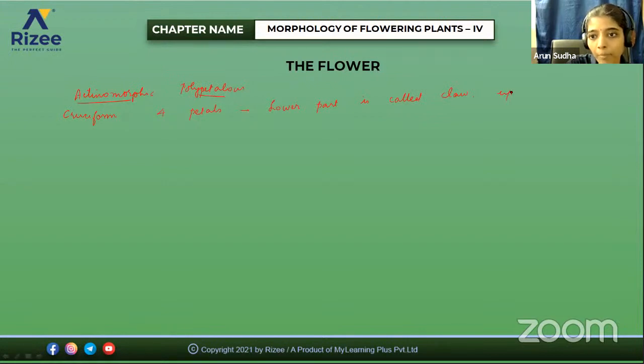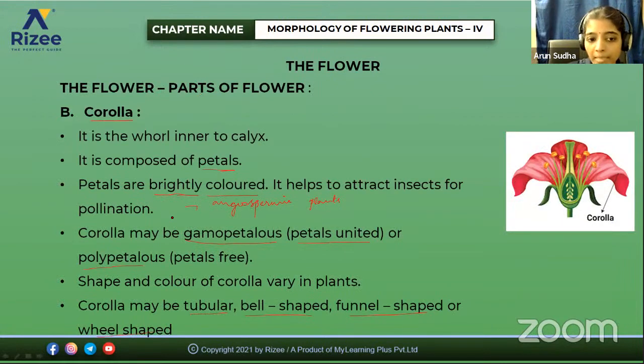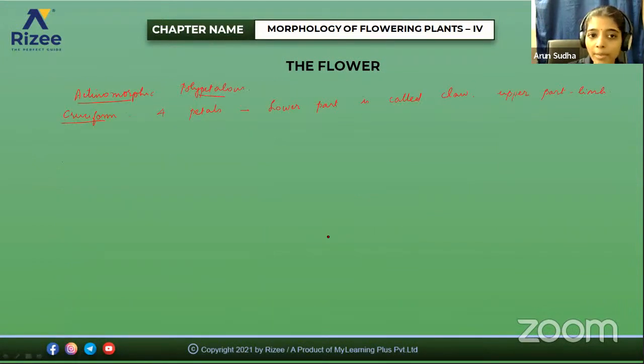And the upper broad part is called the limb. That is, they form the cruciform structure. The example is under the actinomorphic polypetalous. So polypetalous and gamopetalous, you are clear with it, right? That is, we saw here the polypetalous is petals free and gamopetalous is petals united. So under polypetalous, the example is cruciform.